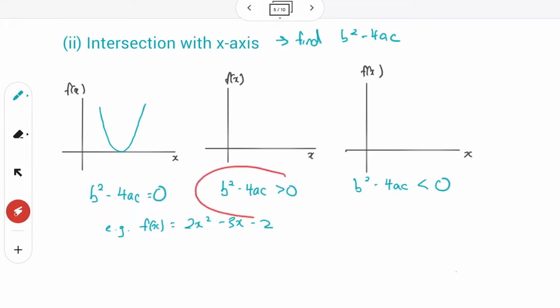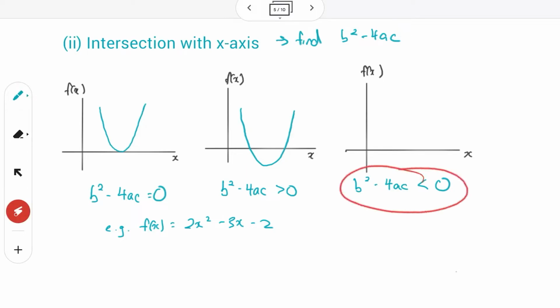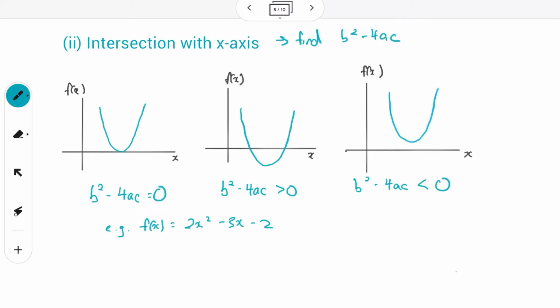If, on the other hand, b squared minus 4ac is more than 0, you will know that your graph intersects the x-axis at 2 points. However, if b squared minus 4ac is less than 0, then you know that your graph does not even touch the x-axis at all. The same is true if your graph is the other way around, i.e. if it's in this shape. So for b squared minus 4ac equals 0, the graph would look like that. For b squared minus 4ac more than 0, your graph will look like this. For b squared minus 4ac less than 0, your graph will look like this.